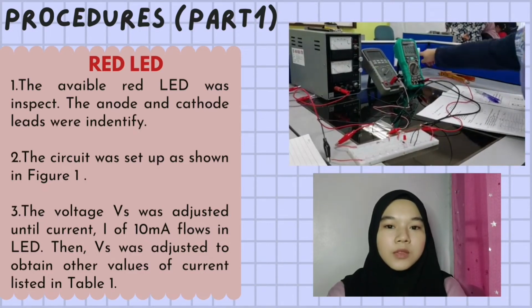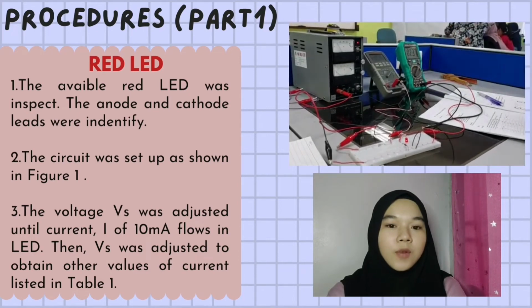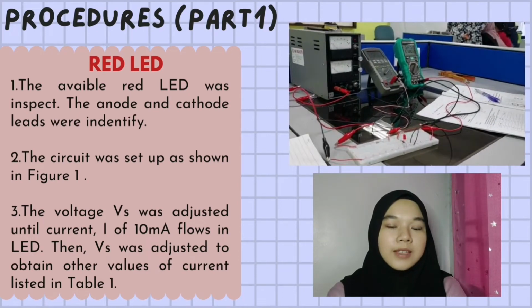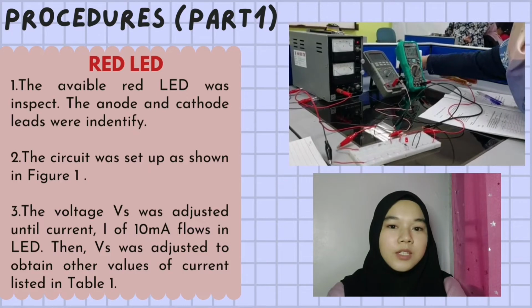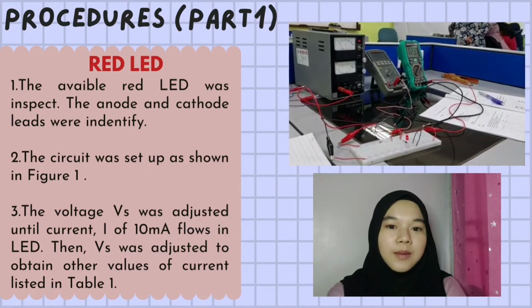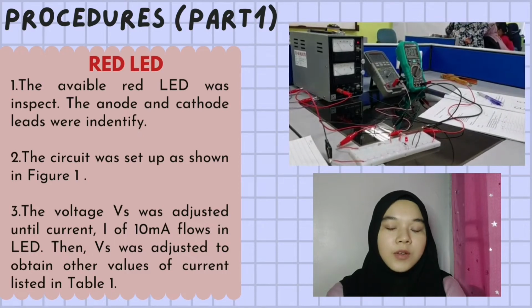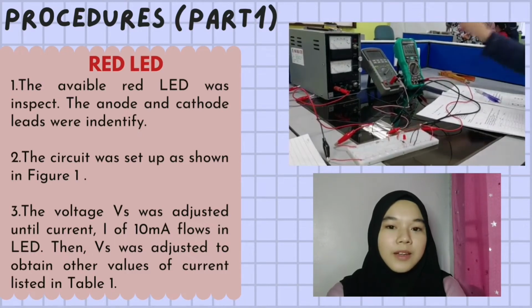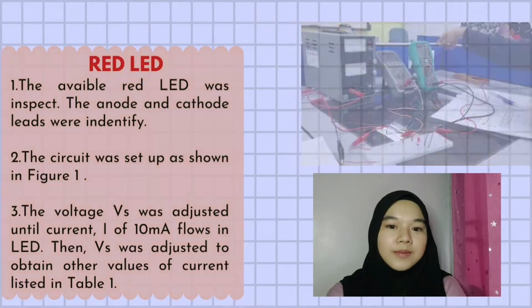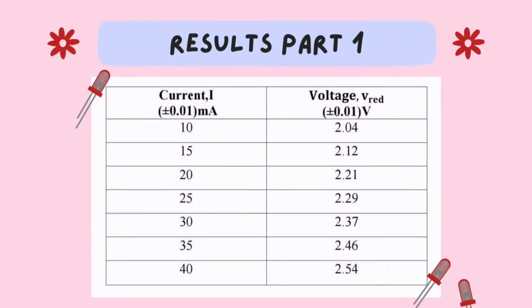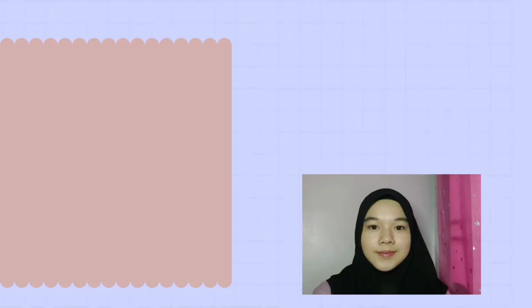The voltage Vs was adjusted until a current of 10 mA flowed in the LED. Then, the voltage was written down across in table 1. Vs was adjusted to obtain other values of current listed in table 1, and the table was filled out. This is the result obtained for part 1.